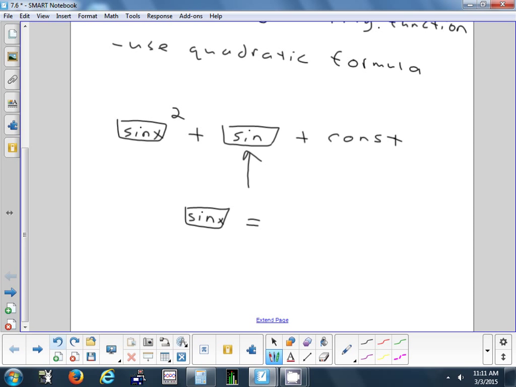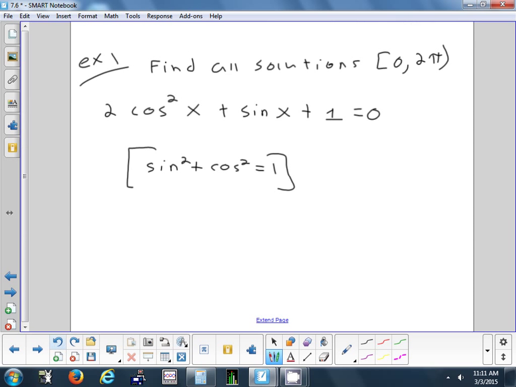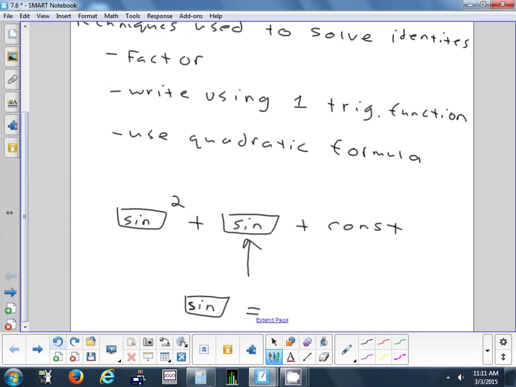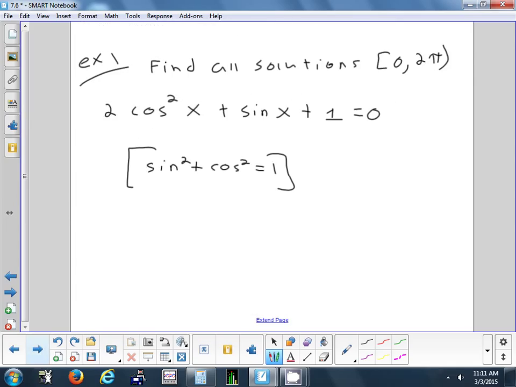Okay, so any questions on recognizing a quadratic pattern, which is anything that looks like that? All right. But again, you only have to use the quadratic formula if you can't factor. So always try that first.